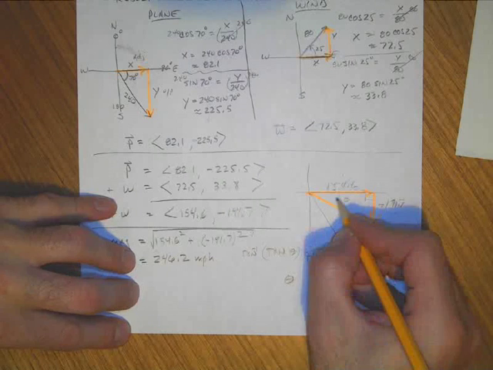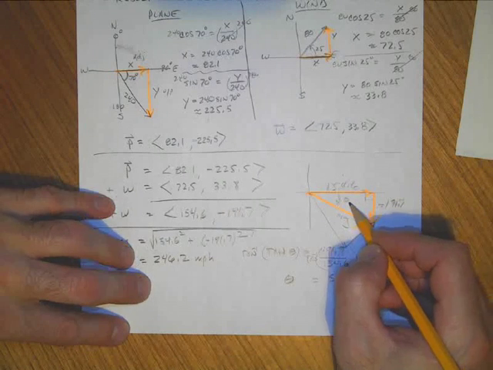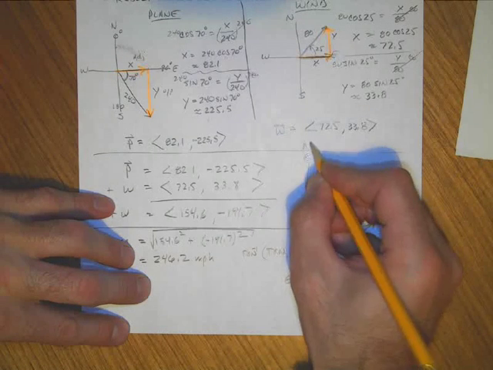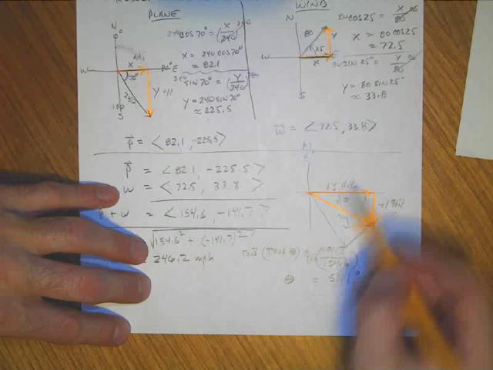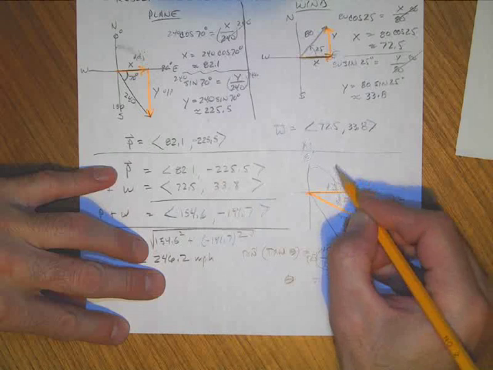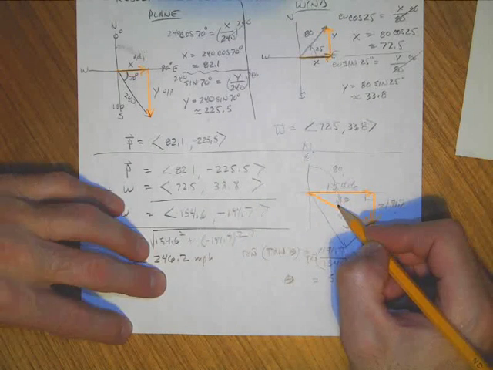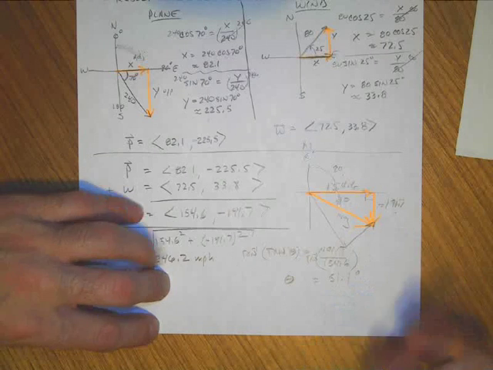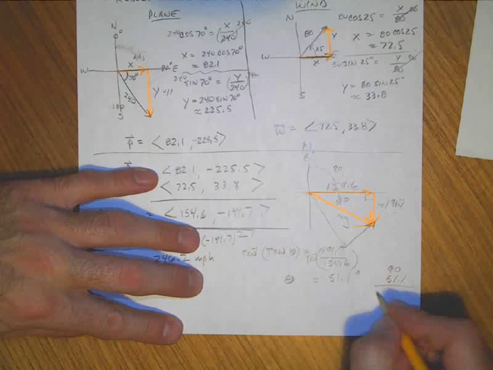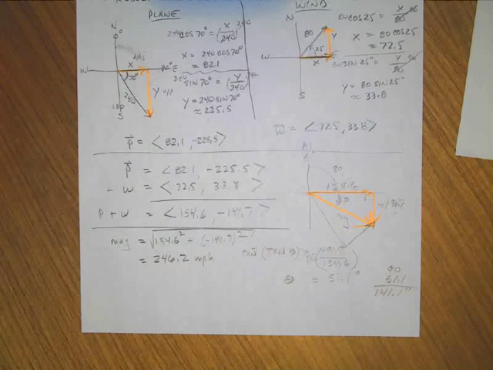Well, here's the thing. If we know that this is 51 degrees, we want to find a heading, and heading always starts at north, 0 degrees. And so we would go 90 degrees, and then we would go another 51.1 degrees to get that vector. So 90 plus 51.1 is 141.1 degrees heading.